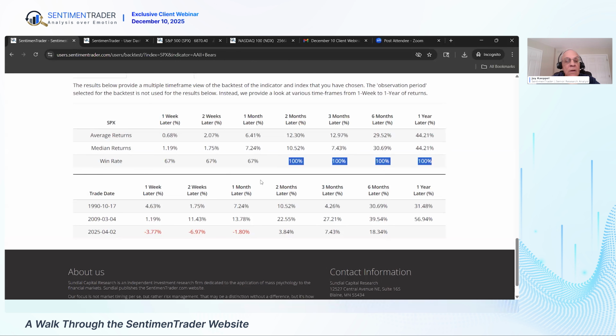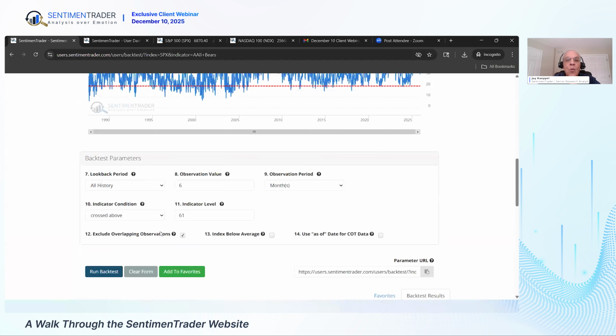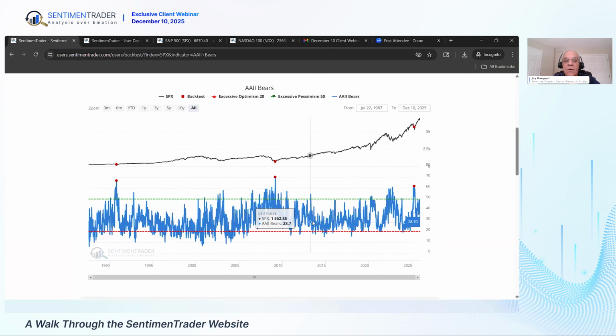And what you see from this one, 1990 in October, 31% higher a year later. March of 2009, after the bear market was finally over, that's when they all got bearish at once. That's why we follow sentiment, up 57%. And right now, it's up about the last signal, April, right before the tariff tantrum. The S&P is up about 22% from that level. So this is just one way to look at this indicator. You could use a lower number and you're going to find more signals.